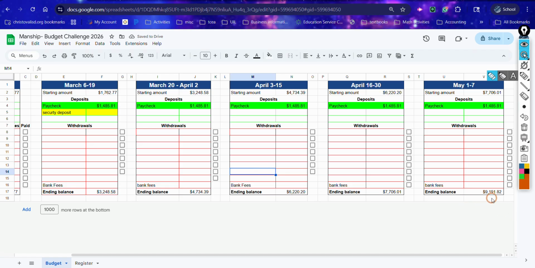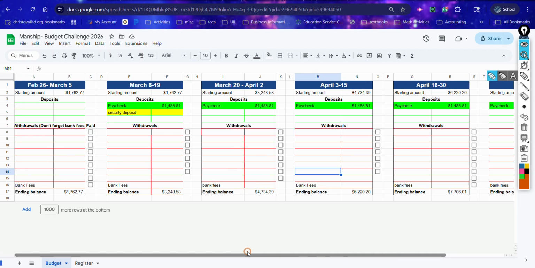And so for me, how much money I'm going to have through this whole game is roughly $9,200. Now I've got to figure out how to allocate that money.